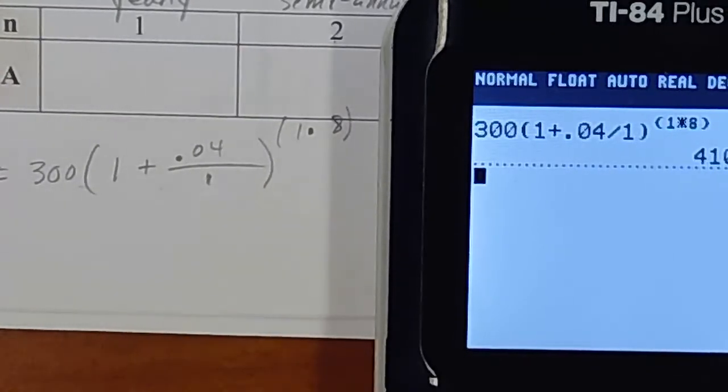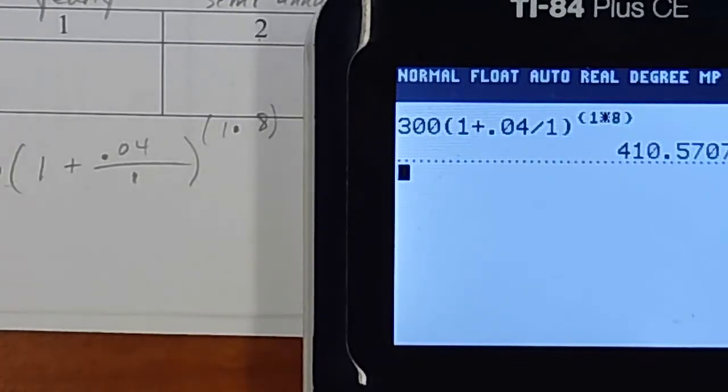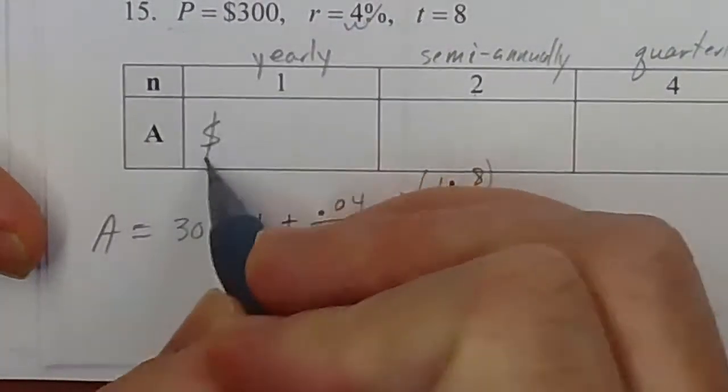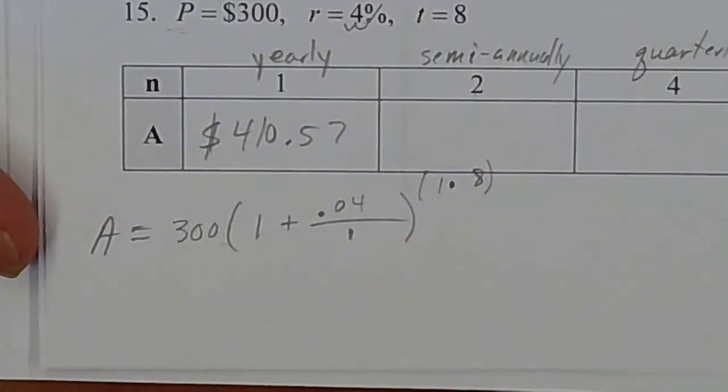That's the amount. That's not the interest. I don't add 410 to the 300. This is designed to give you the amounts. We always round to the nearest penny for these. So the 0 keeps it at 57 cents. So the amount is 410.57. Okay.